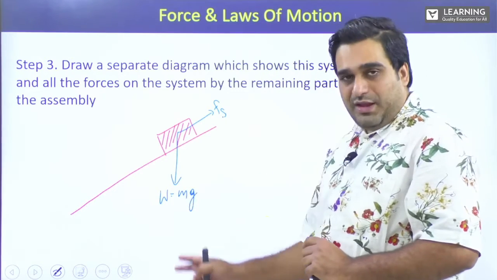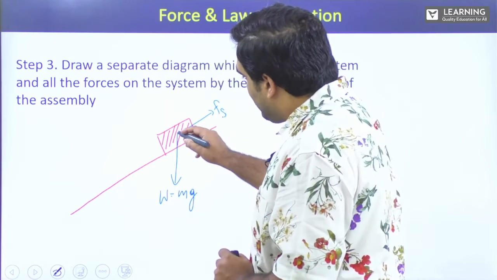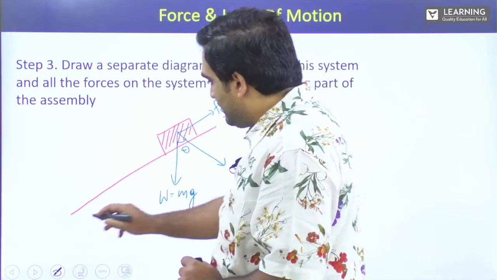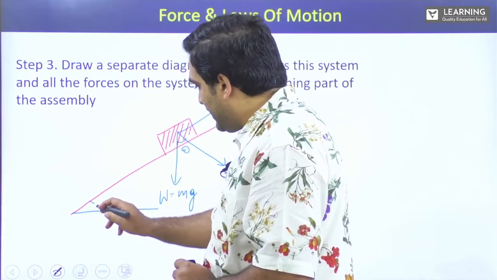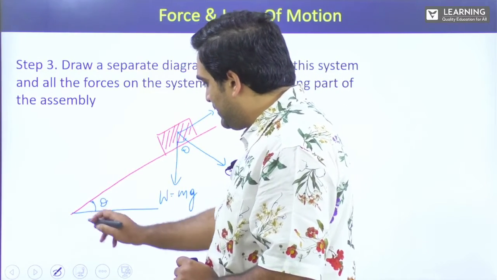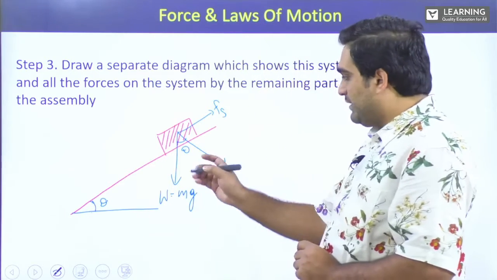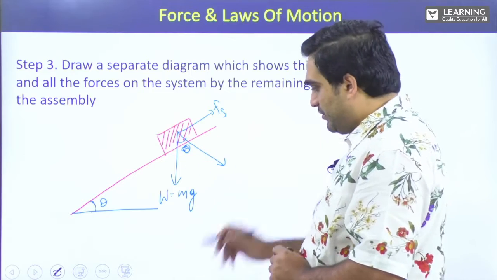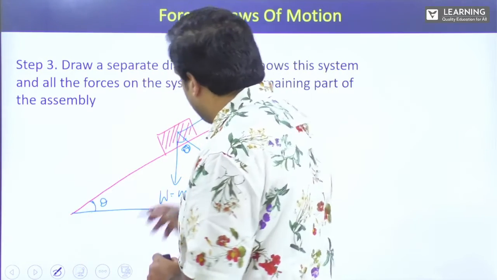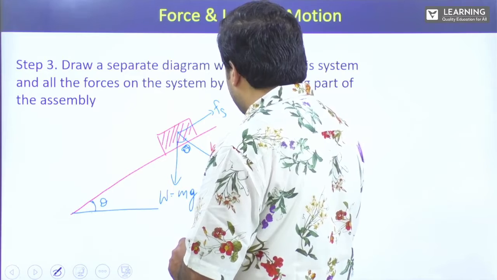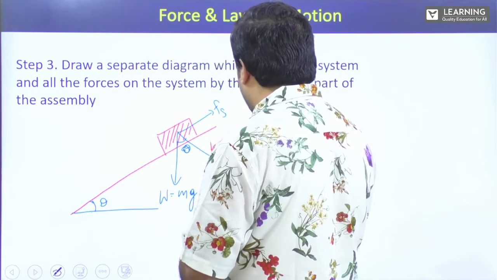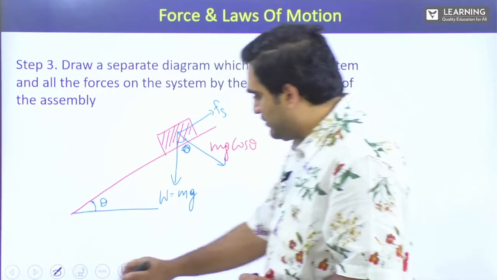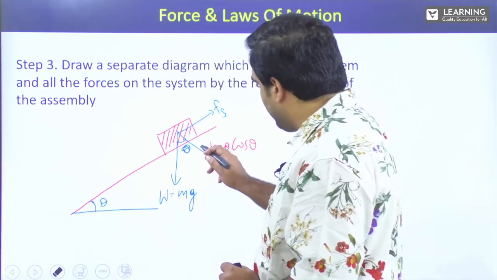Now, to this weight, two different components can be constructed by an angle which is theta, the same angle at which the surface is inclined. So if this surface is inclined at an angle theta, one of the components can be identified. This is one of the components, which can be stated as mg cos theta. So we have one component acting along this direction. Let me draw that properly.